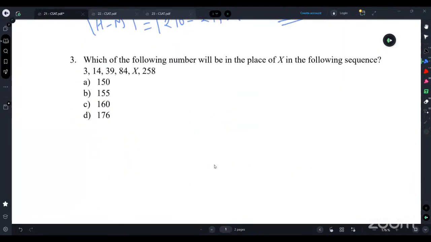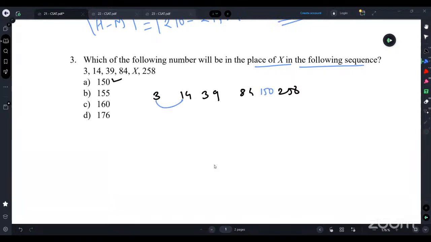Which of the following numbers will be in the place of X in the following sequence? The sequence is 3, 14, 39, 84, X, 258. This is the sequence. What we will do is we will try with the options. The first option will be 3, 14, 39, 84, X, and 258. So in place of X in the first option, what we will put is 150, because 150 is the first option.